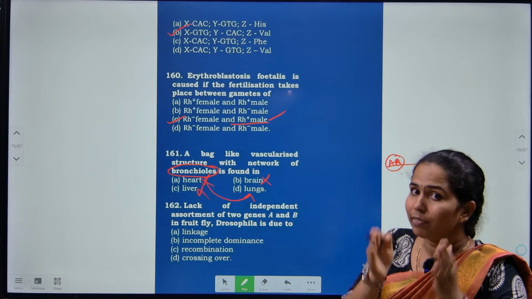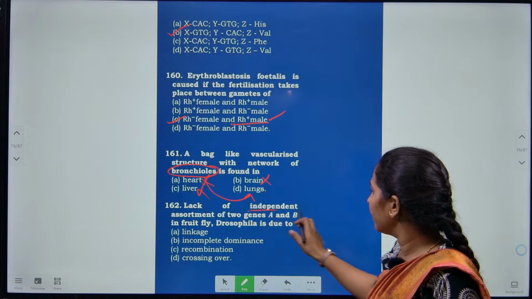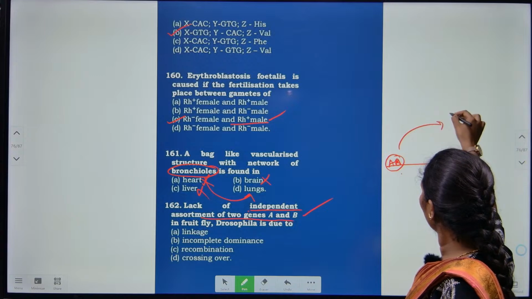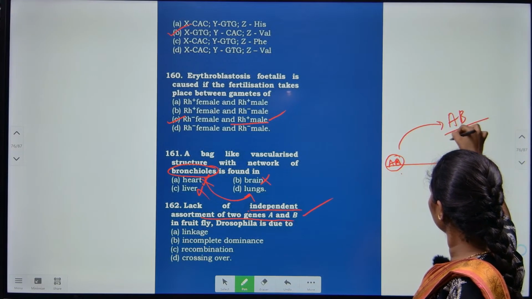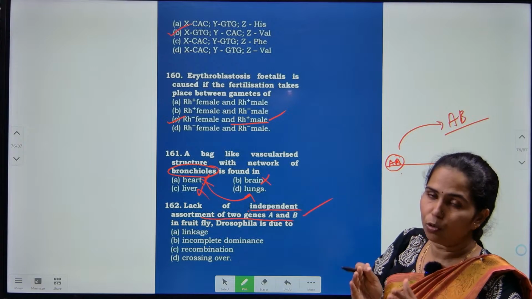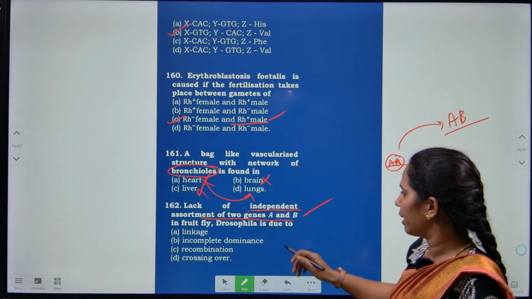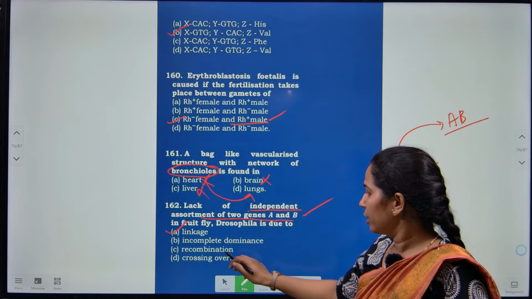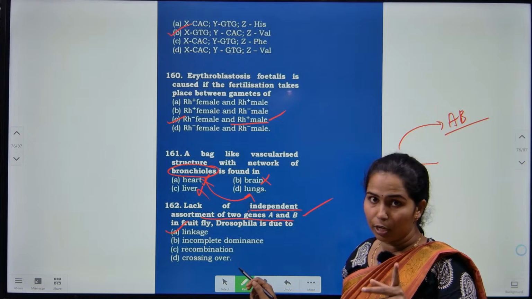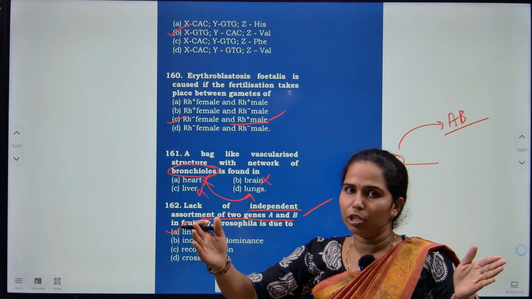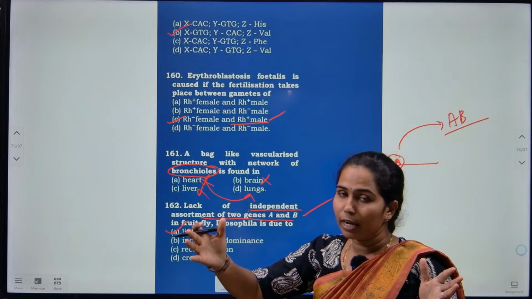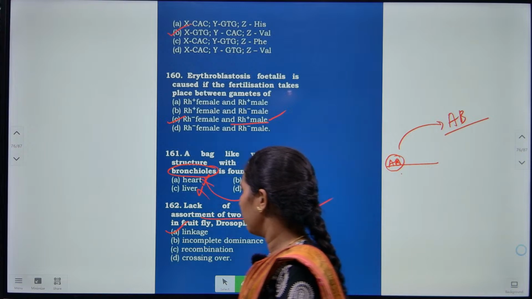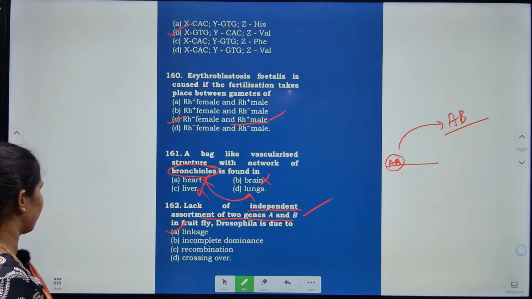Due to the linkage, there is a lack of what? There is a lack of independent assortment of two genes, because whenever they are going to inherit, both A and B genes which are present on the same chromosome, lying very close to each other, they are going to inherit together here. So it is due to linkage here. It is not due to incomplete dominance and it is not due to the recombination. If it is recombination, then both the genes have to be present on different loci of the chromosome here, then only there is a recombination and there is an exchange of the genetic material, and it is a part of the meiosis here.